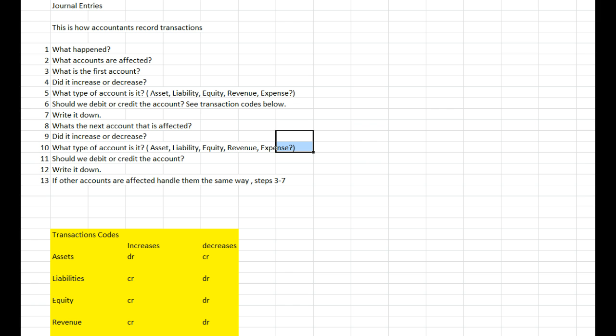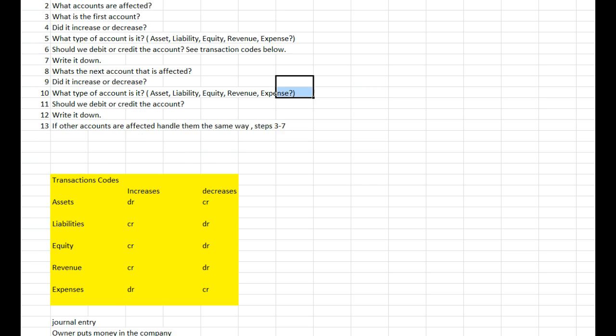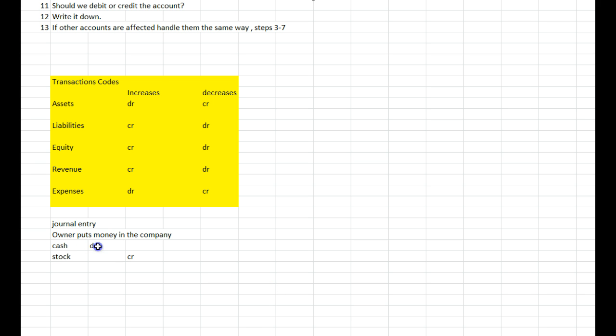All right. So we ask ourselves, did it increase or decrease? We are the company. Well, there's more money, there's more cash in the company, so it went up. What type of account is cash? It's an asset. Okay. Should we debit or credit the account? Look at the transactions below. Assets increase, that's a debit. So what we'll do is we'll write down the first part of this, debit, which is on the left, cash, 100,000.